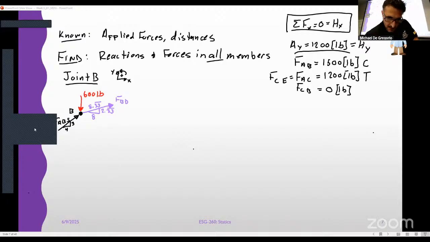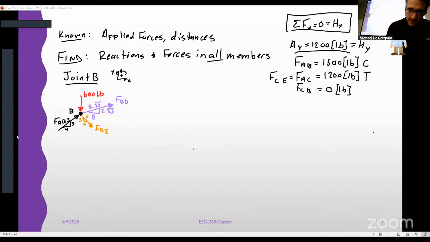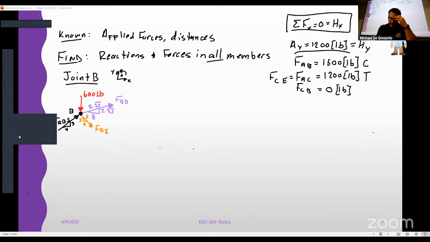And then the last one that we have is FBE, and that also is a 3, 4, 5. Okay. So what we know: FAB, right? We know FAB. We know the 600. We're missing two of the forces. In this case, we are going to need both of the equations, and we're going to have to solve them simultaneously, right? This is the trickiest one in terms of that.